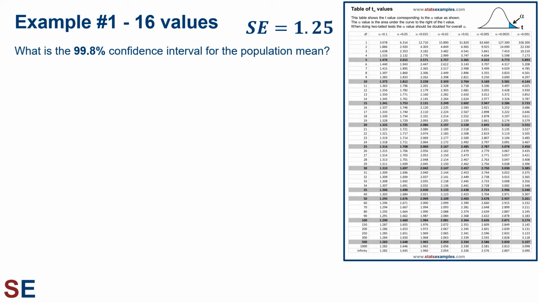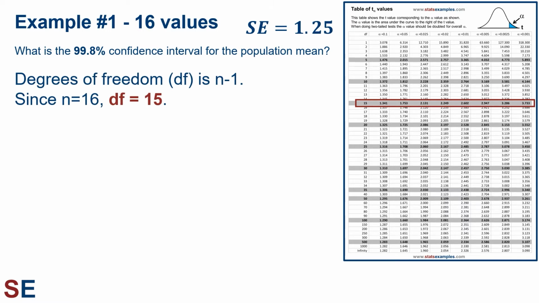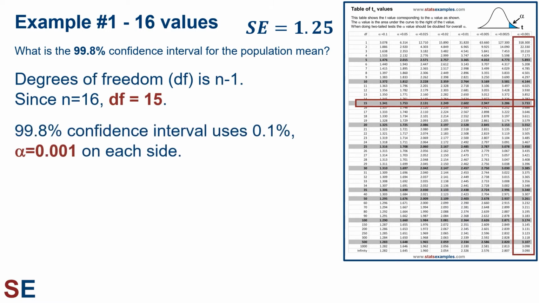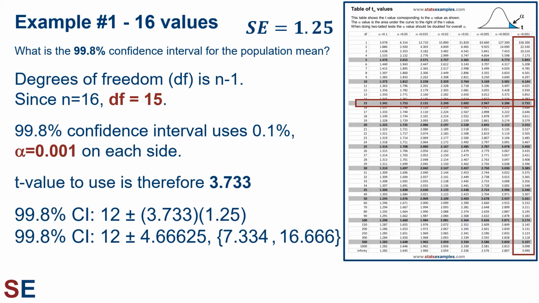Again, we're going to use our standard error of 1.25 and multiply it by the appropriate t-value from the t-table. Just as before, the degrees of freedom value is 15. Next, we need our alpha value. A 99.8% confidence interval uses a 0.1% alpha value on each side. So in the table, we'll be using the column for alpha equals 0.001. The t-value to use is therefore 3.733.